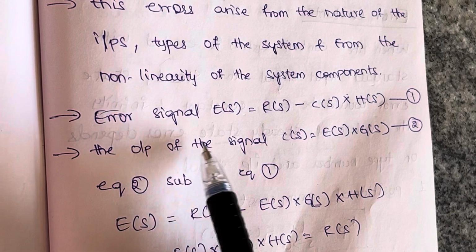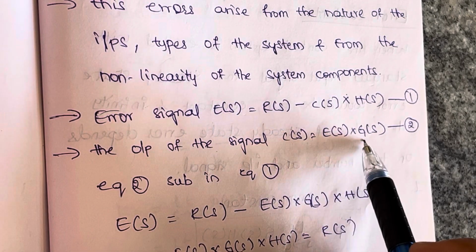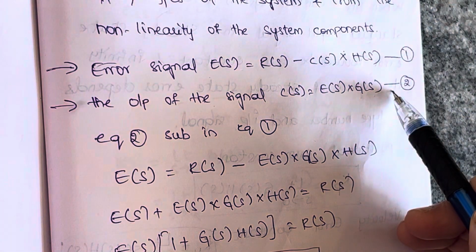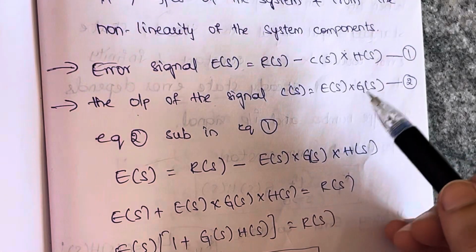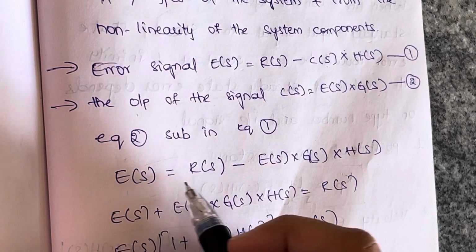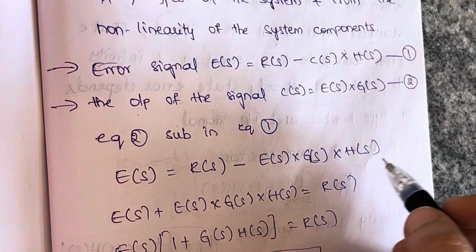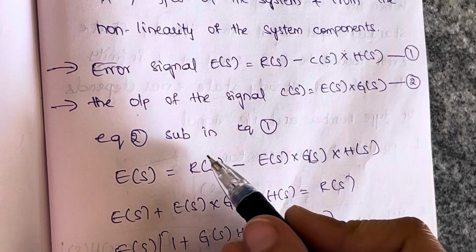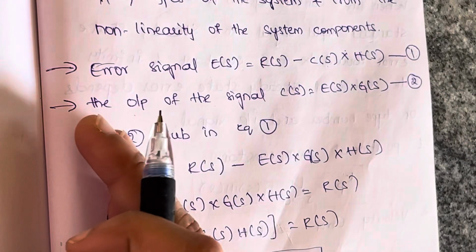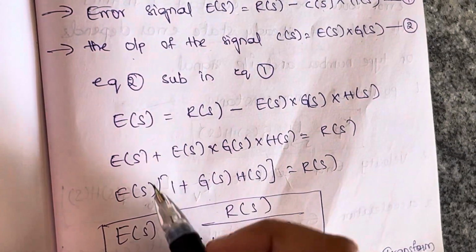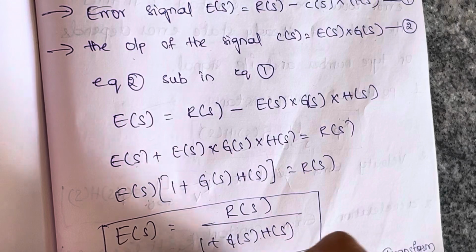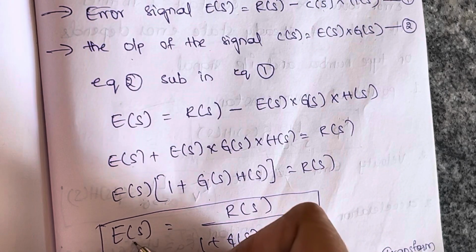The same thing: the output signal C(s) equals E(s) into G(s). Let us assume this as equation 1 and this as equation 2. From equation 2, you have to substitute into equation 1. Now you get E(s) equals R(s) minus E(s) G(s) H(s). Take R(s) outside because it is the input. Taking this to the left side, take E(s) common, and then you get E(s). This is the steady state error.